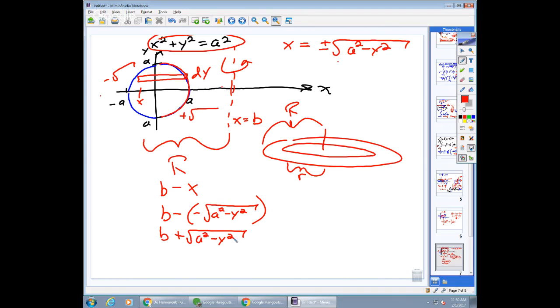Little r. Let's see, little r would be this edge right here over to the axis of rotation. B is bigger because it's further to the right there. So little r is going to be b minus this x value right there. How do we calculate that x value?